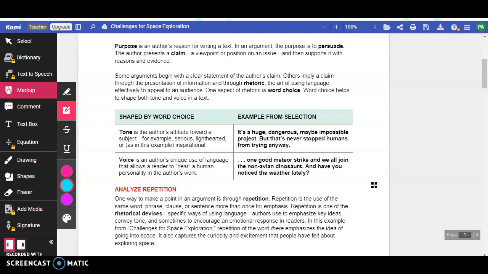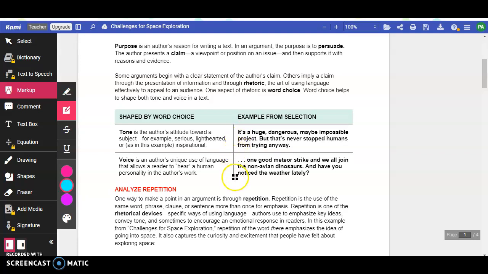In the selection, in paragraph 9, an example is the author's words, "It's a huge, dangerous, maybe impossible project, but that's never stopped humans from trying anyway." This is a great indicator of the author's tone or attitude toward these challenges of space exploration. That even though it is a very difficult task or project, she feels that humans are up to the challenge, okay? And that it is something that can be accomplished.